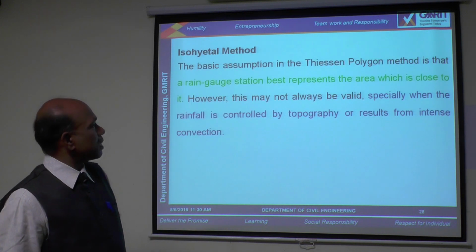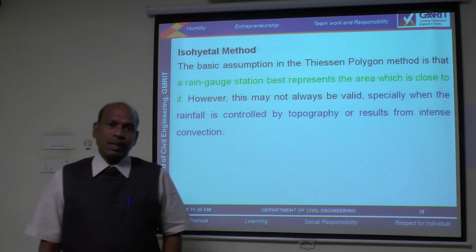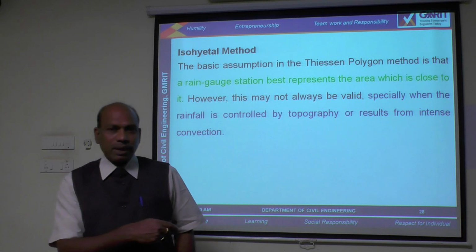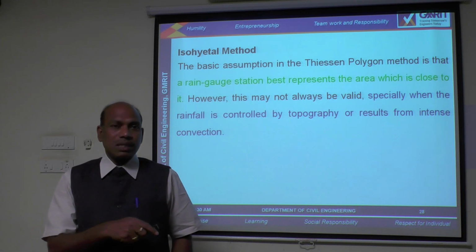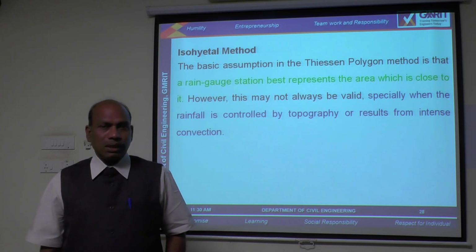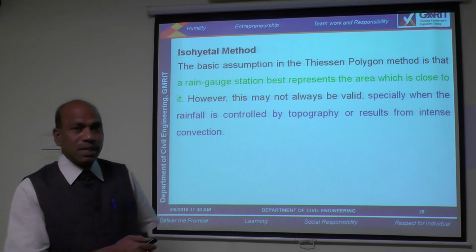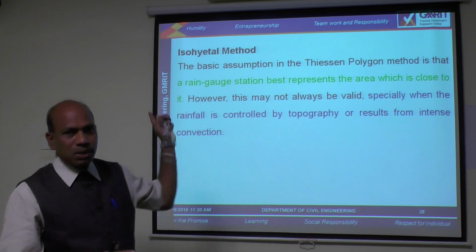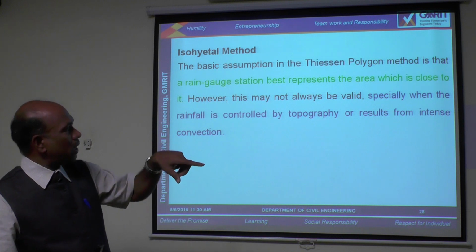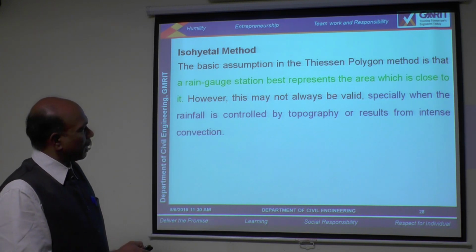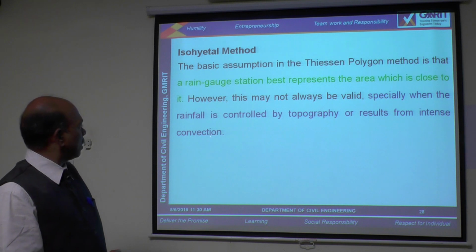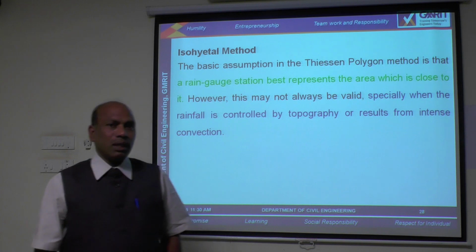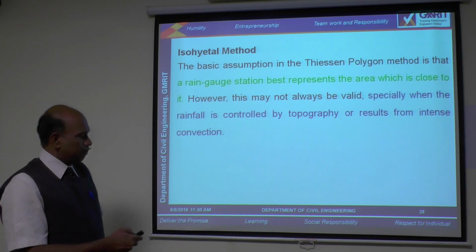The last method is the isohyetal method. Already we discussed the Thiessen polygon method. This is also an accurate method, but under some conditions it does not give accurate values. It gives accurate values only when the rain gauge station area is completely enclosed by the polygon. Where the rainfall is controlled by topography or results from intensive convection, the values are not accurate using the Thiessen polygon method. Then we go to the isohyetal method.